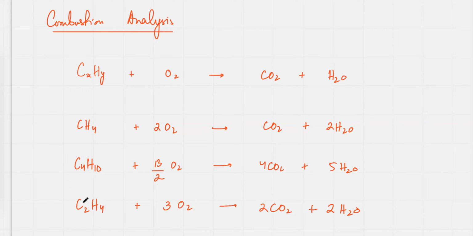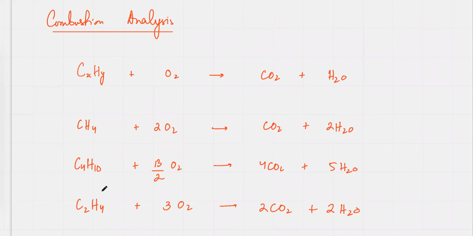For example, you burn it, and this is unknown. You burn it, you get 30 cm cube of oxygen reacting, and 20 cm cube of carbon dioxide being produced, and 20 cm cube, let's say, water vapor being produced. So you're pretty sure that it's going to be C2H4. So is the idea clear? The logic behind combustion analysis, is this clear? Yes, sir.